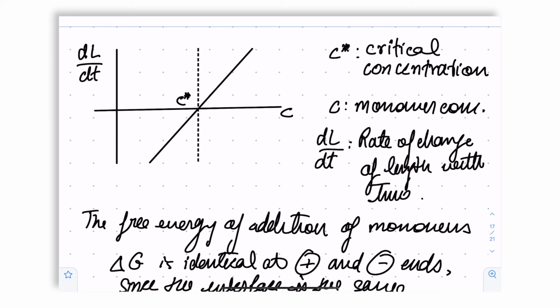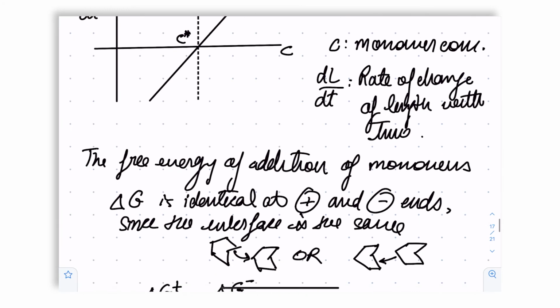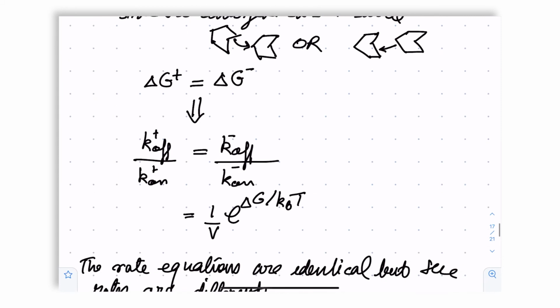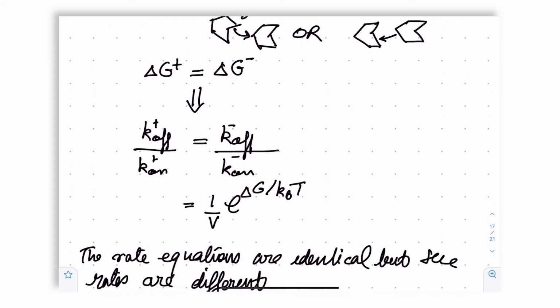The critical concentration is the point at which this line intersects the x-axis. The dashed line indicates that exact value. C is the monomer concentration, dl/dt is the change in length. The free energy of addition of monomers, if it is identical at both ends, then delta G plus and delta G minus are equal, and then this ratio is equal, and this becomes equal to 1/V e to the power delta G / kBT.